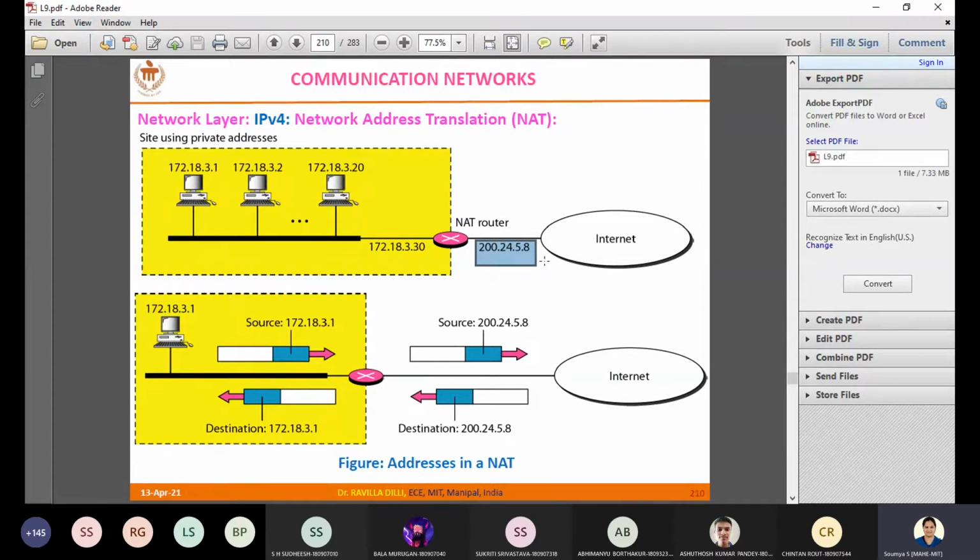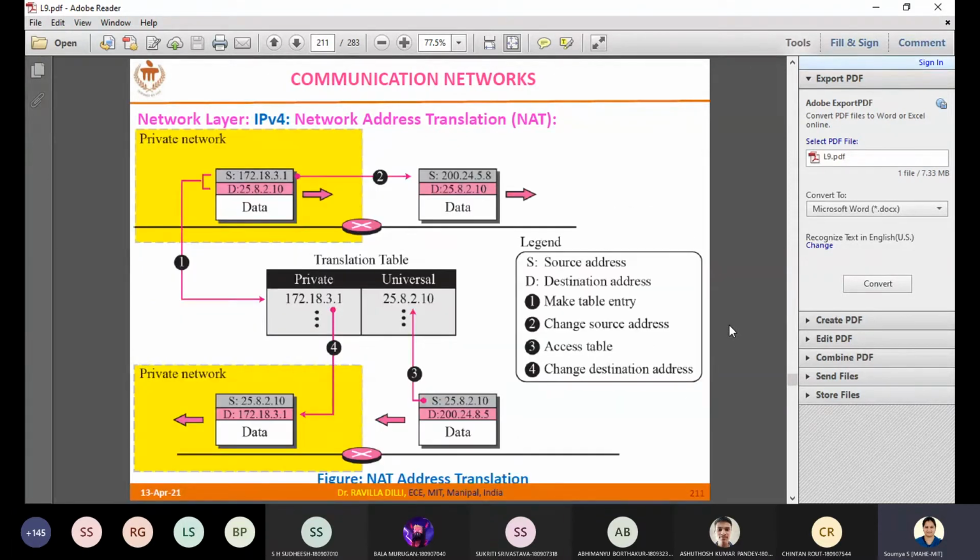If there is any incoming packet, it still has the destination as, look at this, 200.24.5.8. So it comes over to this particular router, and from here there is a translation again. It has to find out who exactly was the source. That would be done based on the information in its routing table, and it further sends it. This is known as network address translation.